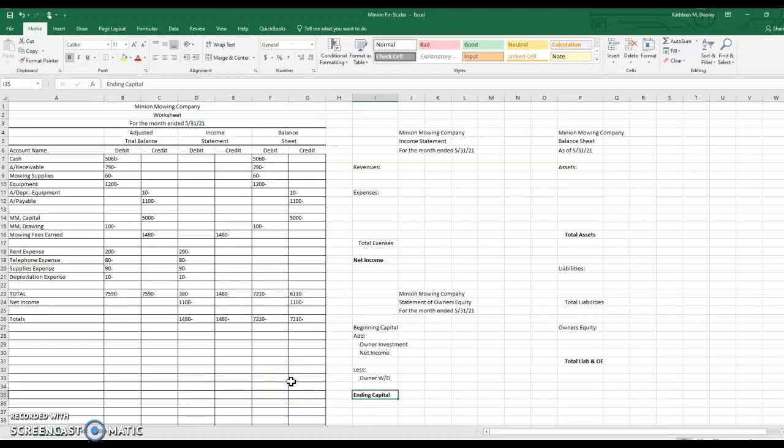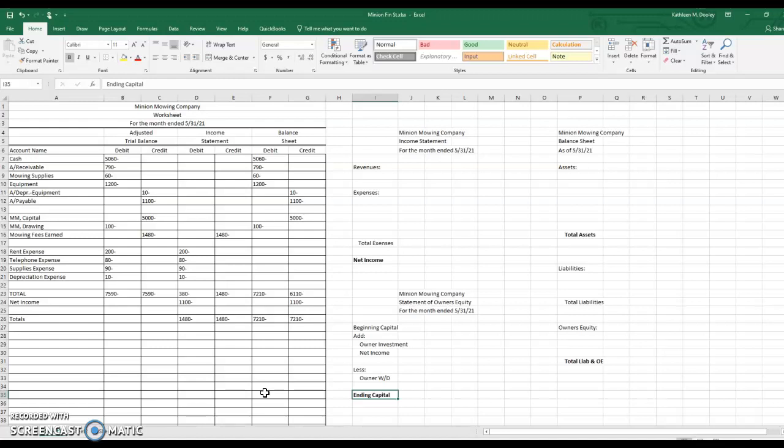All right, here we have a partial worksheet of Minion Mowing showing the last 6 columns: the adjusted trial balance, the income statement columns, and the balance sheet columns. And we're going to actually complete the financial statements off of this worksheet. Now, you do not have to have a worksheet, and if you didn't have the worksheet, you could still complete the financial statements from the adjusted trial balance columns.